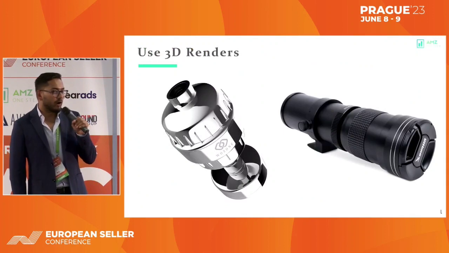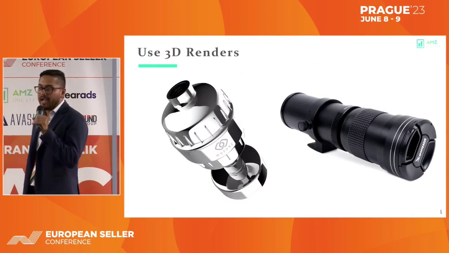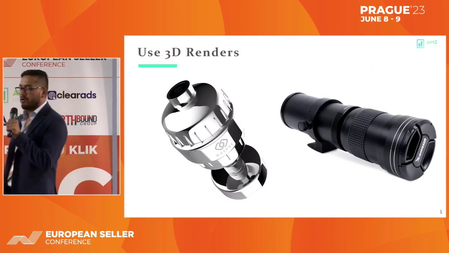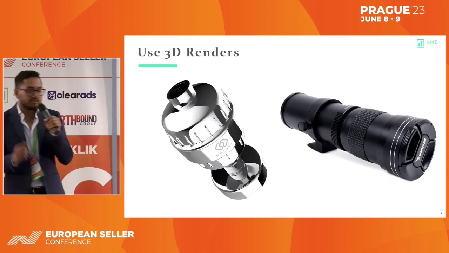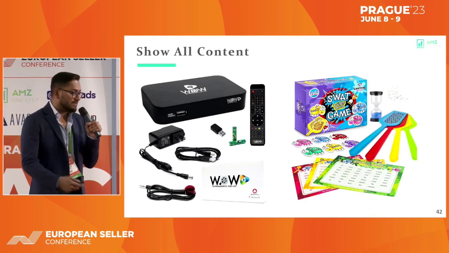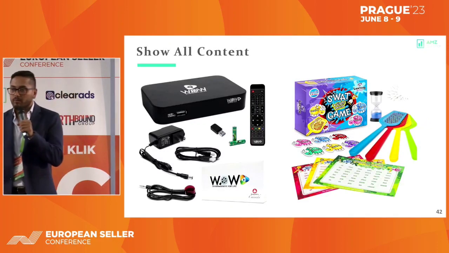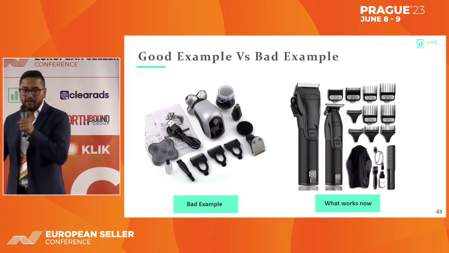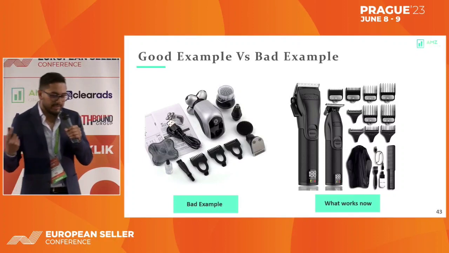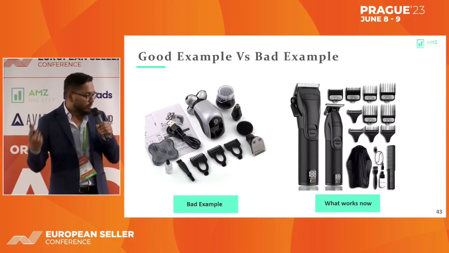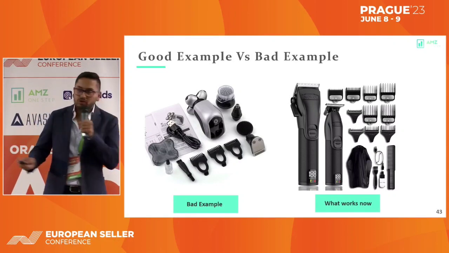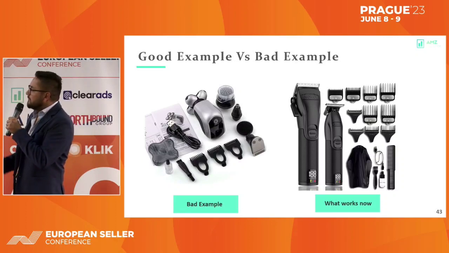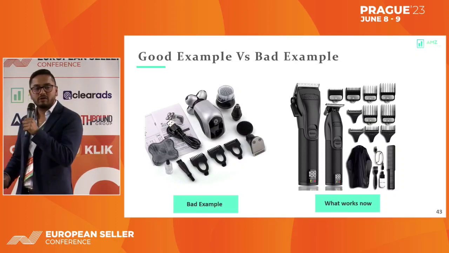Okay. If your product can be 3D rendered, I highly recommend that. It's going to pop out from the search results. Really good. If your product has multiple accessories, try to come up with a nice layout to show all the content. And this is a good example of what used to work in the past, and what works now. Image on the left, the photographer did a really good job. I'm happy, but unfortunately that does not work on Amazon anymore.